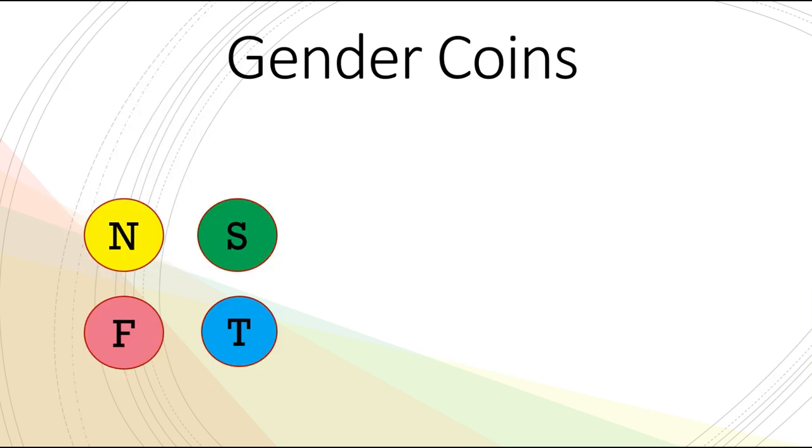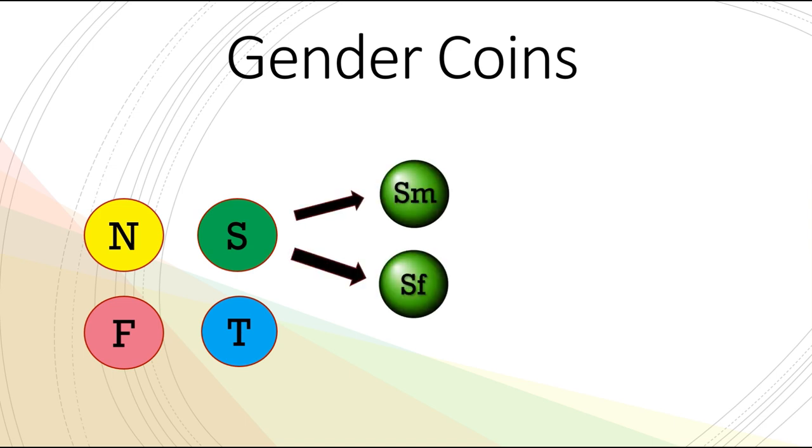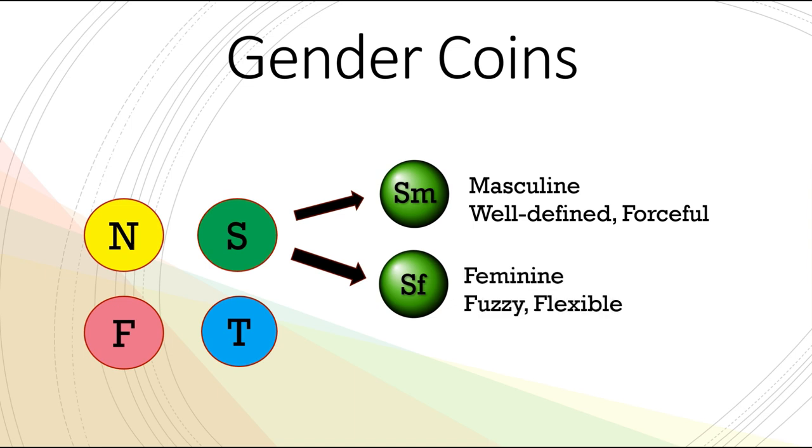So in addition to introversion and extroversion, there are gender coins. So each function has a gender, masculine and feminine. Masculine functions are more well-defined, they're more forceful, while feminine functions are a little bit fuzzier and they're more flexible.